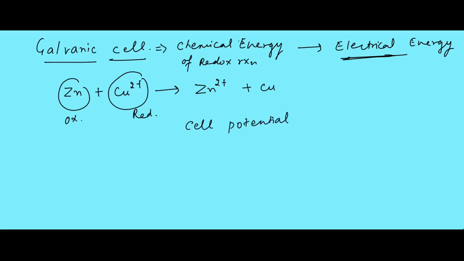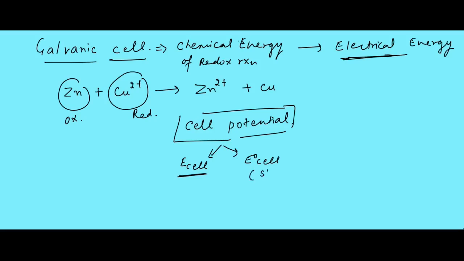So what is cell potential? That is the output which you get out of the cell. When the galvanic cell is working, then from the galvanic cell you get the cell potential. Now cell potential is of two types: one is E cell and another is E naught cell. What is the basic difference between these two? E cell is the normal cell potential, whereas E naught cell is the standard cell potential. Always remember that this is the standard cell potential.